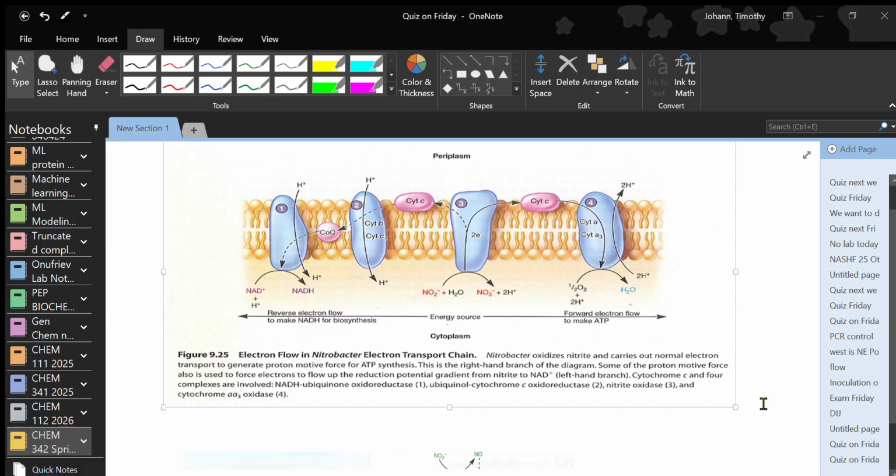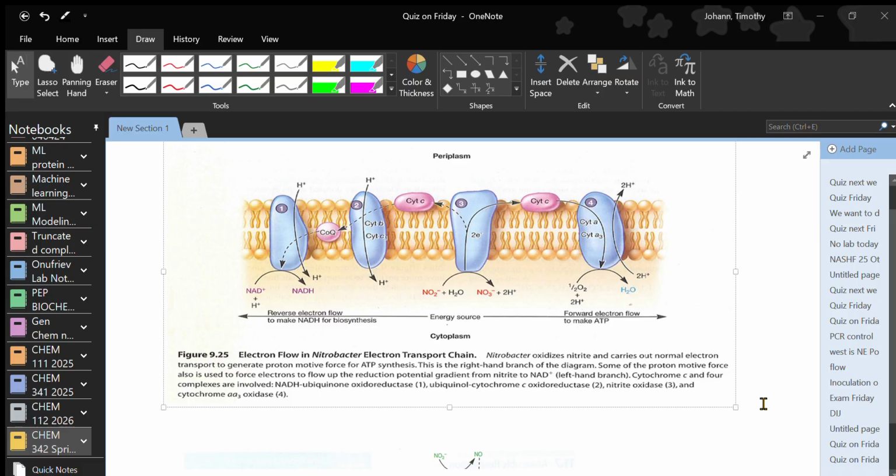I want to look at this process and figure out why these guys are doing this. Here we have nitrite going to nitrate. Then some electrons go this way and some electrons go that way, and depending on what's going on, at the end of your process you're either making NADH, or over here, making water. There's cool stuff I would love to talk about more, but I don't have time at this point.